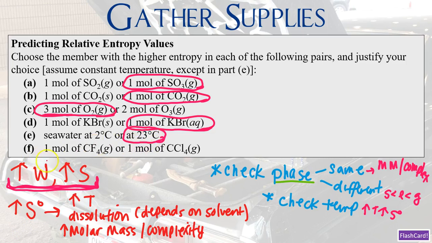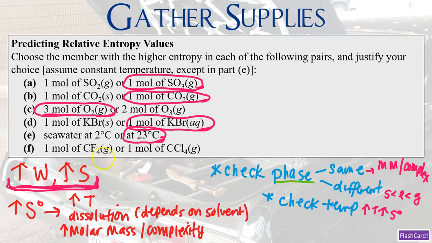Now for letter F, we have 1 mole of CF4 gas or 1 mole of CCl4 gas. Now again, we have two substances in the same phase. Complexity won't help us here because we have 5 atoms here and 5 atoms here. So we have to go off of molar mass. One of the trends we saw before is that if we increase atomic size as we go down a group on the periodic table, that is going to therefore increase the standard entropy.